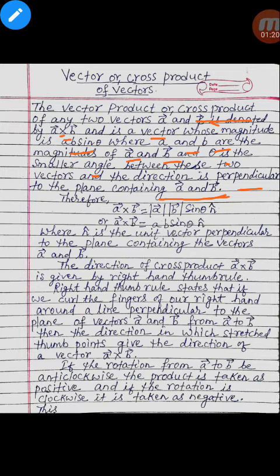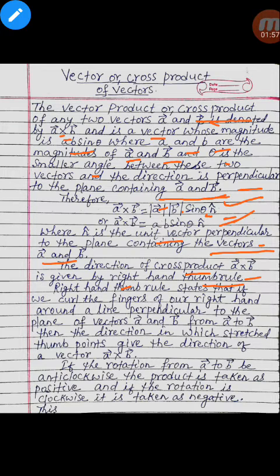Therefore, A vector cross B vector is equal to mod of A vector, mod of B vector, into sine theta, and this is the unit vector n. Unit vector n gives the direction of the cross product of vector A and B, where n is the unit vector perpendicular to the plane containing the vectors A and B. Now, the direction of cross product A cross B is given by right hand thumb rule.